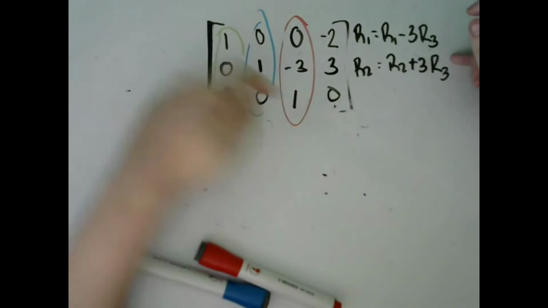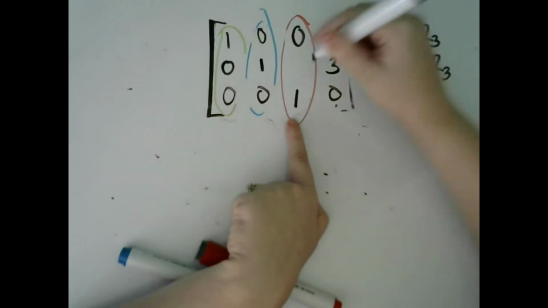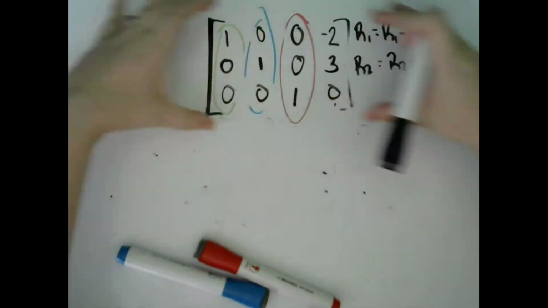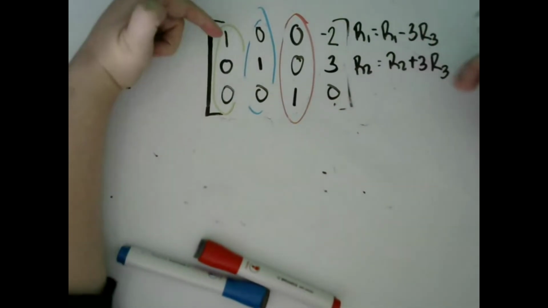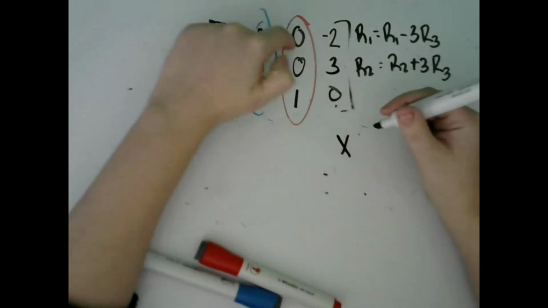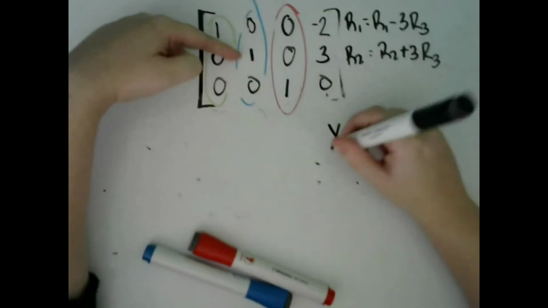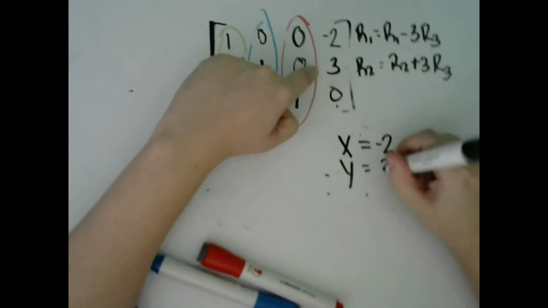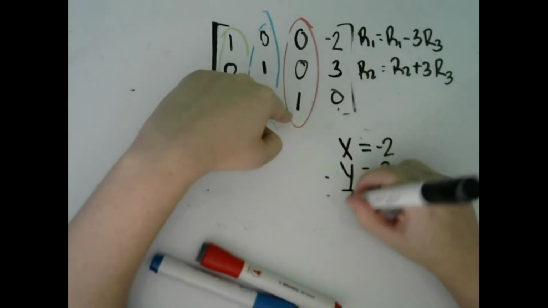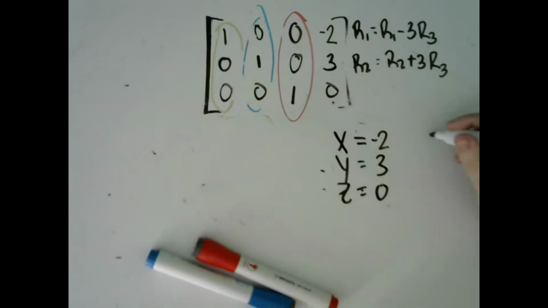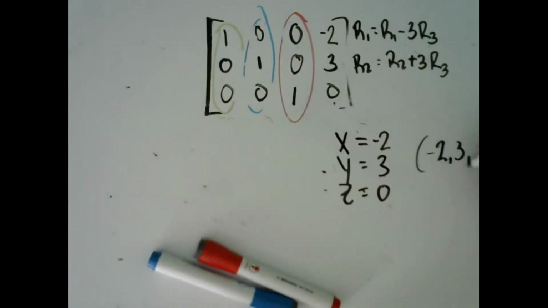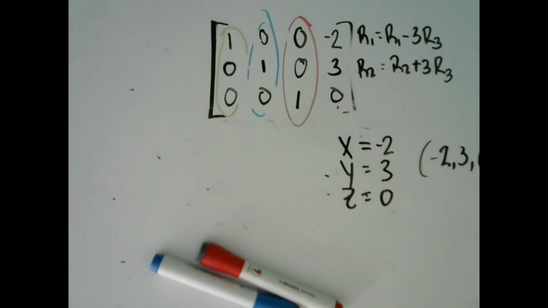When I go to do this row, the only thing that's going to change is here, and I'm ready to read my solution. I have x, nothing, nothing, equals negative 2, y equals 3, and z equals 0. So my final answer for this matrix is negative 2, comma 3, comma 0.